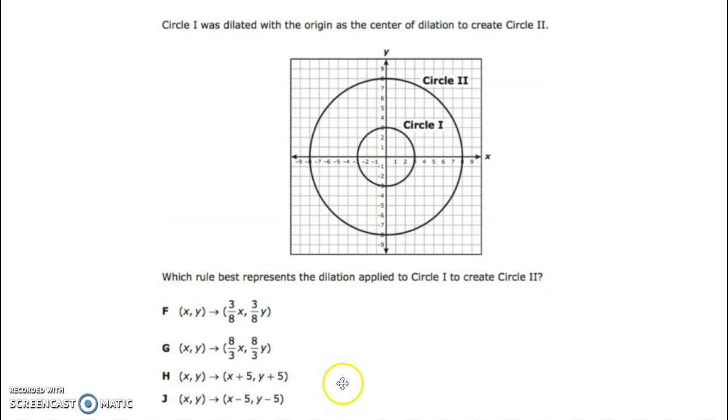So we need to do the scale factor. We can eliminate H because they're adding. We can eliminate J because they're subtracting. We want the one that multiplies, which is either F or G. We just need to figure out which one of these scale factors are correct. I'm going to let you look at that for a minute before we go over the answer.